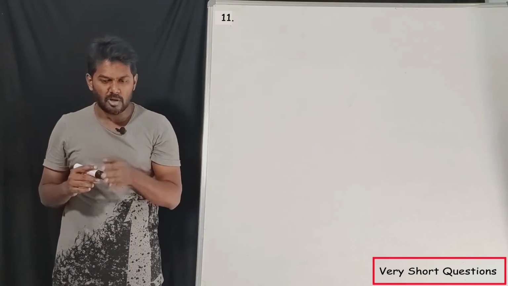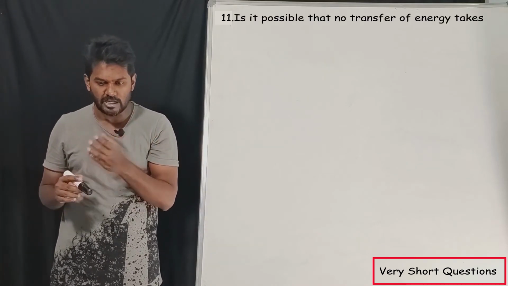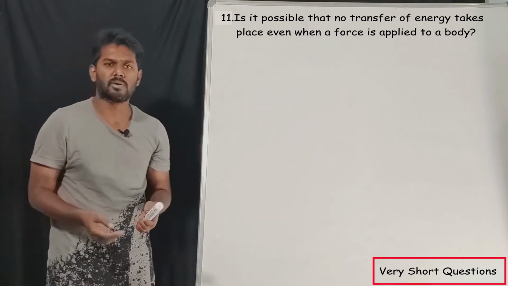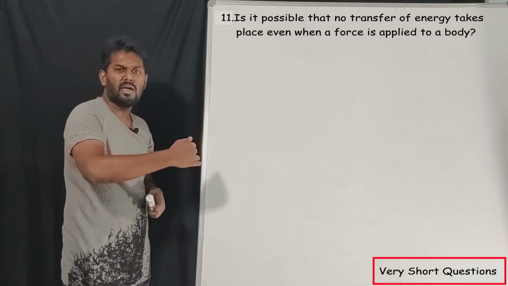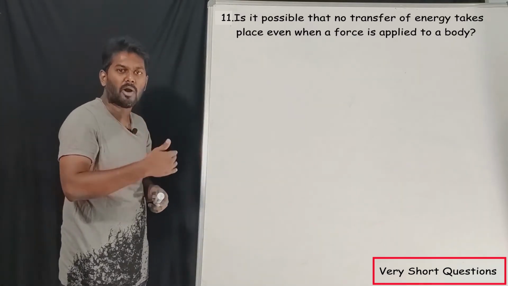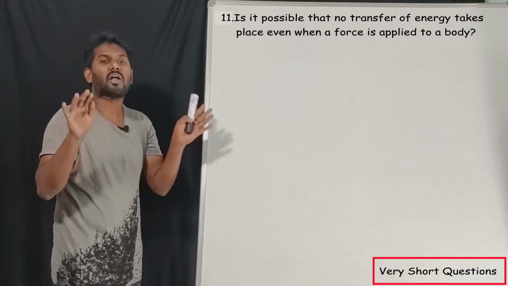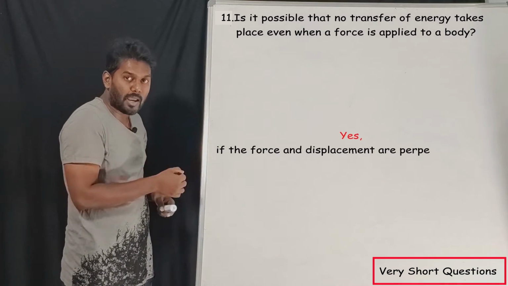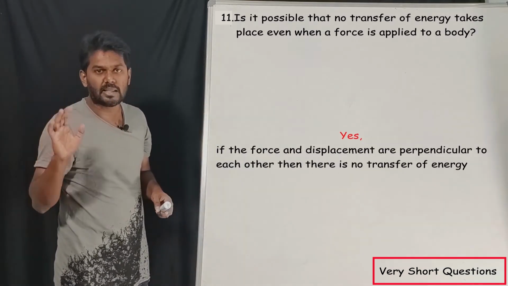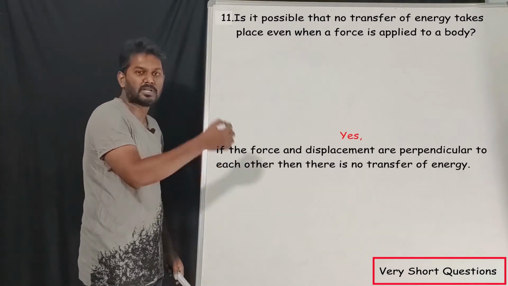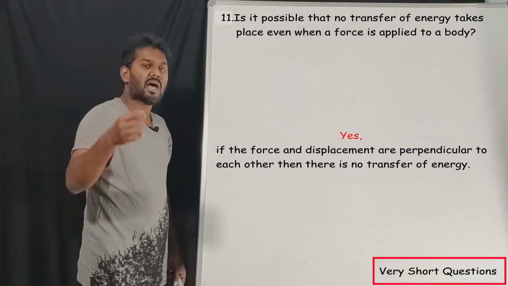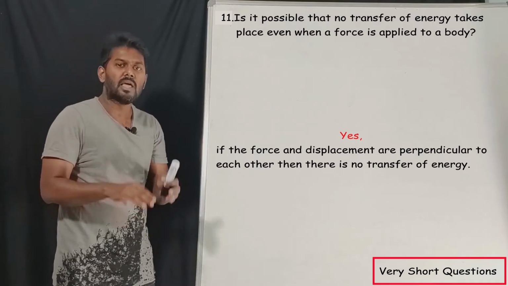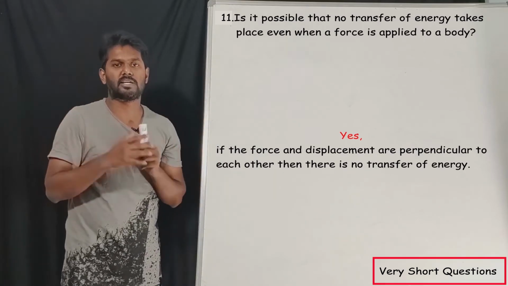That's it. Is it possible that no transfer of energy takes place even when a force is applied to a body? Very simple. Even though there is a force applied on a body and the body is moving, there will be no transfer of energy only when the angle between the force applied and the displacement is 90 degrees, or the direction of force is perpendicular to the direction of displacement. Whenever any one of these cases is true, then there will be no transfer of energy.